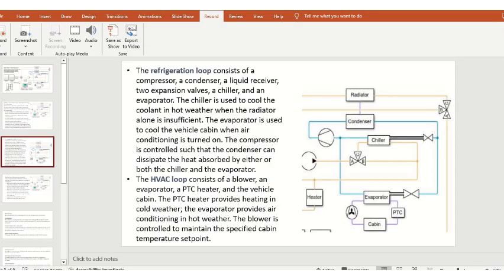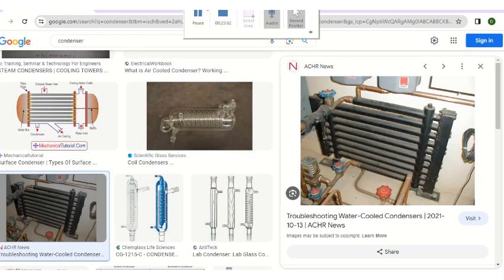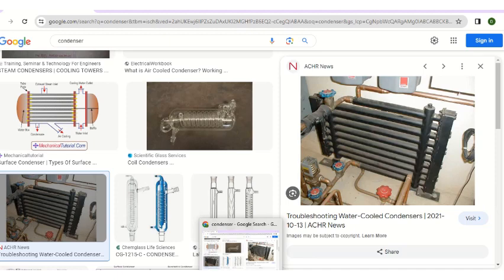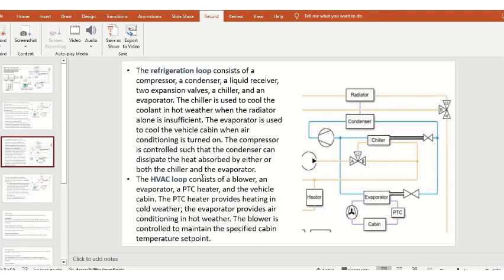And another one, the liquid receiver. So you can see here water cooled condensers. These tubes will have water passed over them so that it will be getting cooled. Condenser and a liquid receiver.